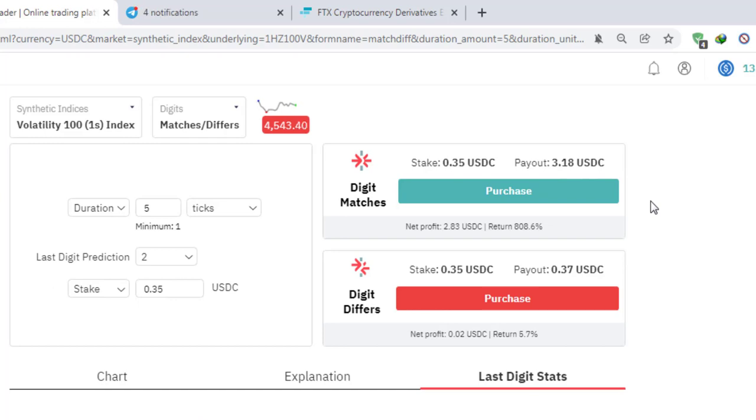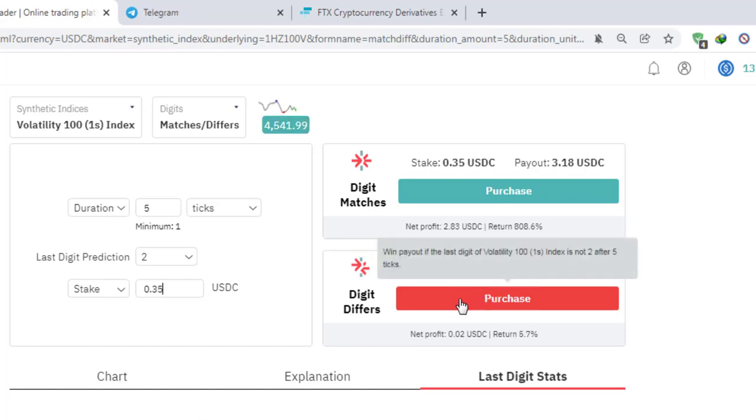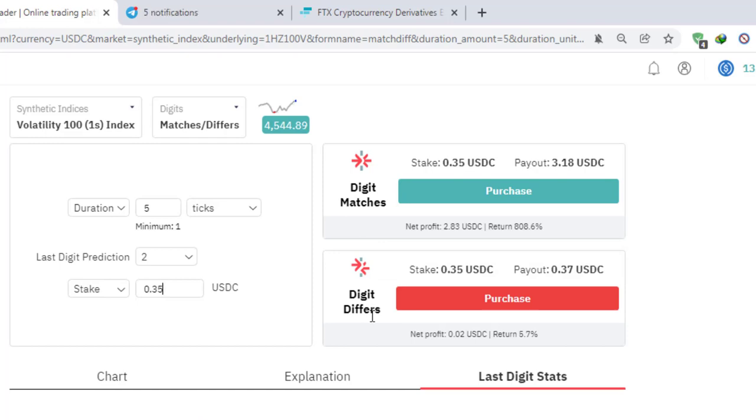If you are placing the stake of 0.5, change the stake to the minimum, which is 0.35. So if you are staking 0.35, if you are correct, you make 3.18. If you were to say that no, this digit will not come, that is after this. Now the duration is the amount of ticks. You can say, oh, after 5 ticks in the market, the last digit will be 2, or anything you want. So you can select it from here.